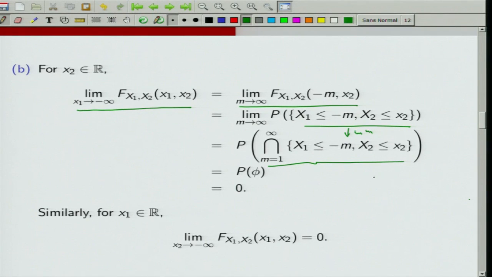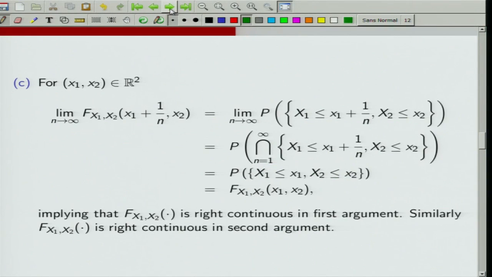To begin with, x1 less than or equal to minus 1, then x1 less than or equal to minus 2, x1 less than or equal to minus 3. So, I can make this minus m as small as I wish. Finally, I can exclude any point I want by taking m large enough, because x1 is less than or equal to minus m, and minus m could be a very small quantity. So, this intersection will be nothing but phi. So, this is the same as P of phi, which is nothing but 0. Similarly, one can show that if x2 goes to minus infinity, then f x1 x2 is also 0. Now, let us see the right continuity.